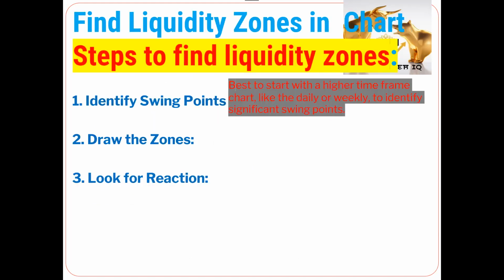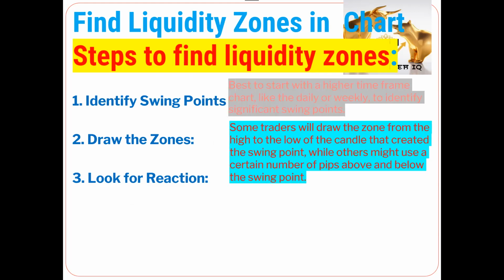So what are the steps you have to follow? The first one is to identify the swing points. You should identify swing points on a higher time frame, like a daily or weekly chart. Then you have to draw the zones. For that liquidity area, you have to draw the zone and wait for the candle reaction.